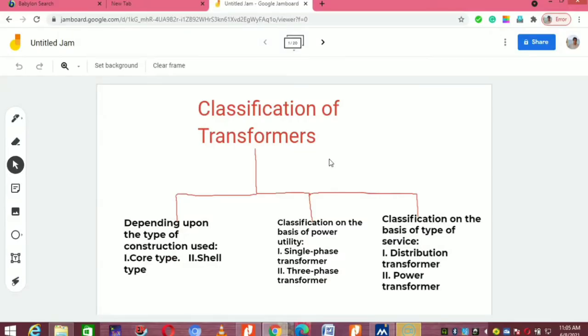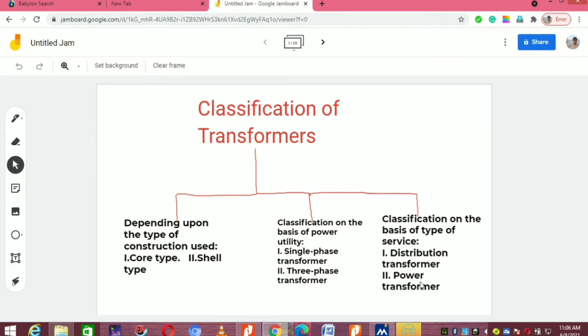Dear students, we will continue our lecture on design of transformers. In this class, we will discuss classification of transformers and construction details. Transformers are classified depending upon the type of construction used as core type and shell type transformers. These are the two types based on construction. On the basis of power utility, single phase transformer and three phase transformer. And next classification on the basis of type of service, distribution transformer and power transformer.